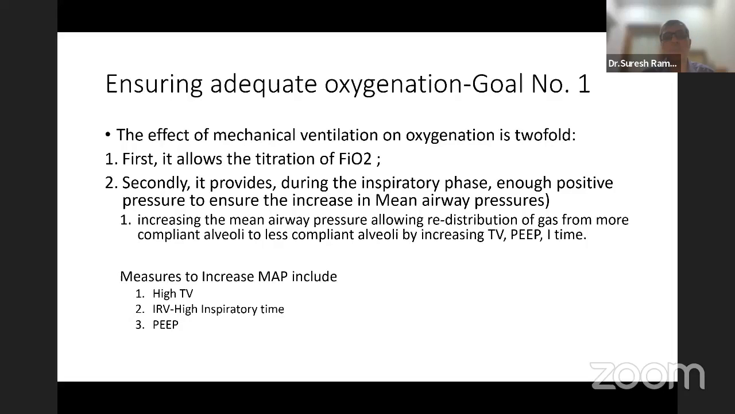So the second thing you need to do is to increase the mean airway pressure. What happens when you increase the mean airway pressure? It allows the redistribution of gas from the more compliant alveoli to the less compliant alveoli, so that more and more alveoli will get air and may get oxygenated, and so the shunt fraction will go down. So the QS by QT will go down. There are only three ways in which you can do that: by increasing tidal volume, increasing inspiratory time, which is what we do in inverse ratio ventilation, or by increasing PEEP. Now if you look at the history of mechanical ventilation, how did we arrive at this?